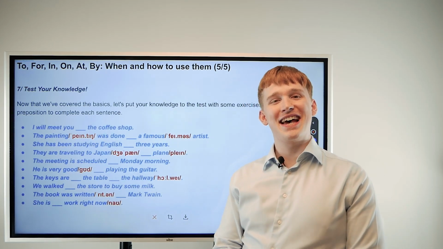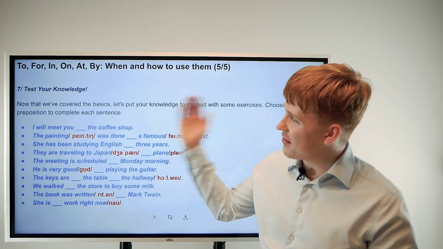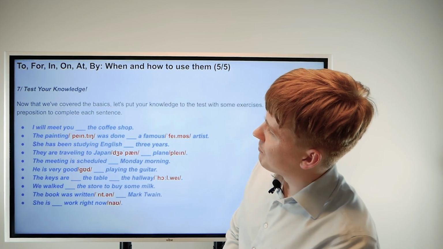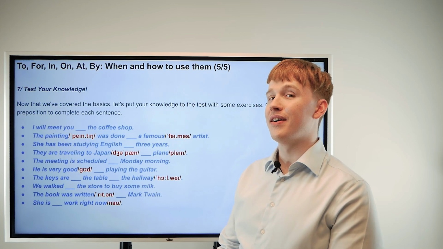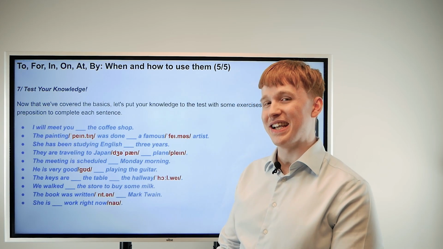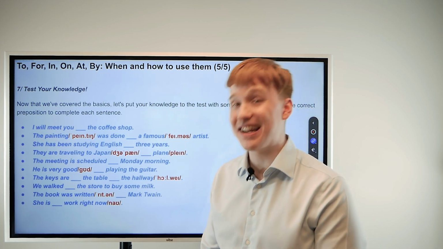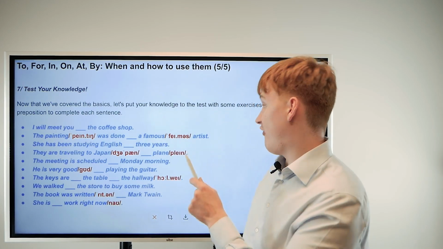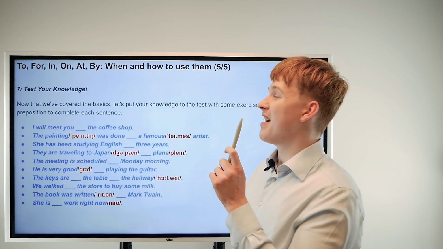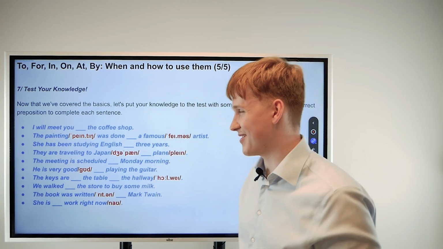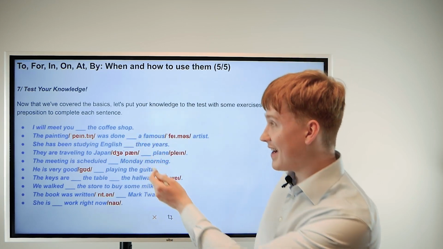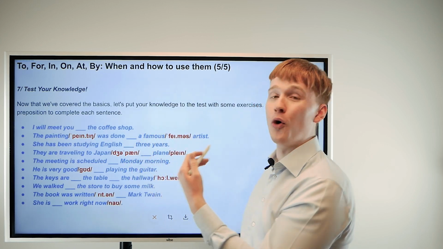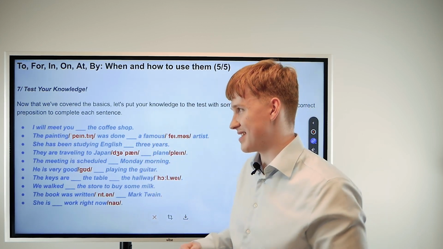Okay, so we want you to test your knowledge now and see how many of these questions you can get right. Lovely, so let's go. Number 1, I will meet you blank the coffee shop. What do you think? I will meet you at the coffee shop. Good job. The painting was done blank a famous artist. The painting was done by a famous artist. Good job. So he has been studying English blank 3 years. What do you think? He has been studying English for 3 years. Perfect. That's how long he's been doing it.